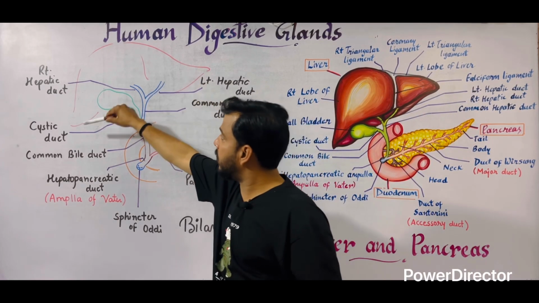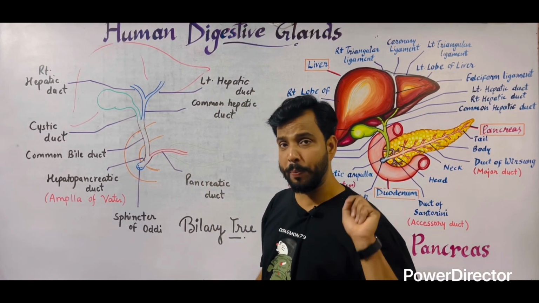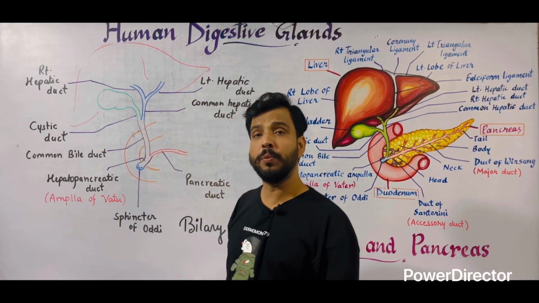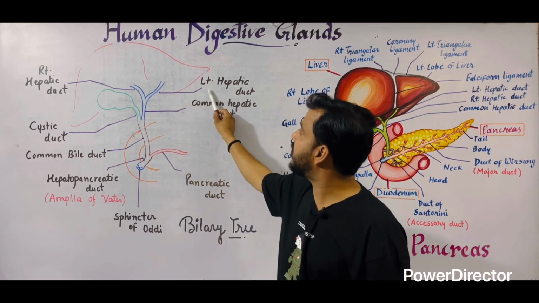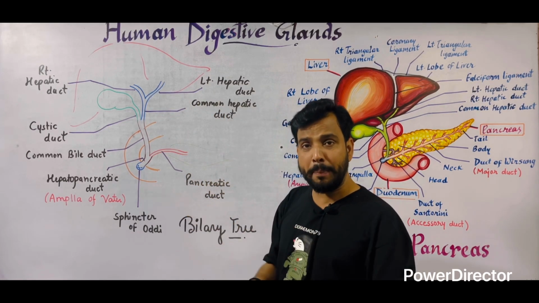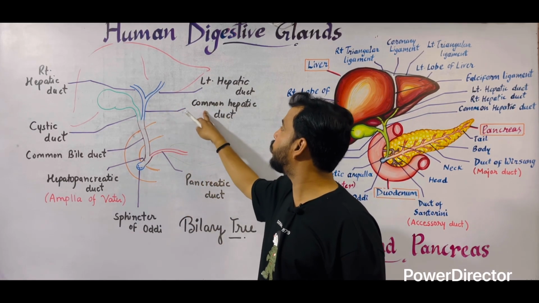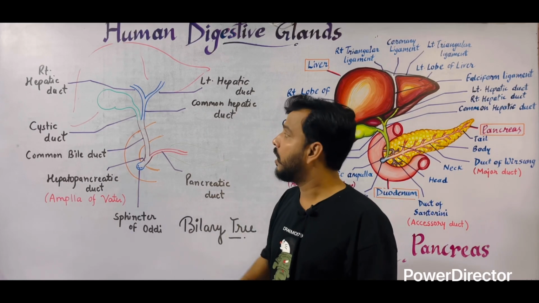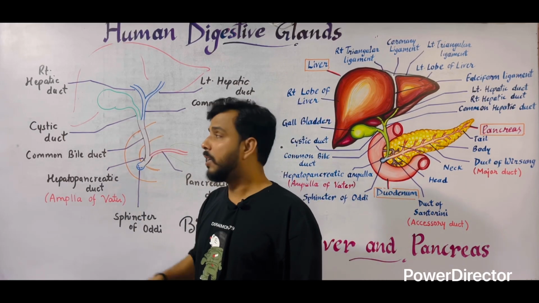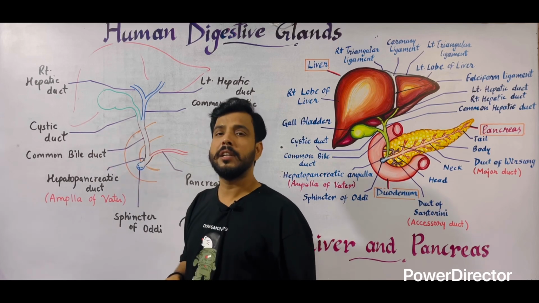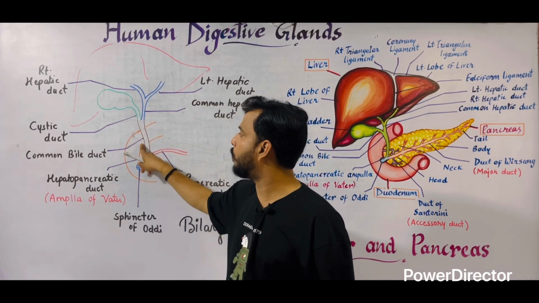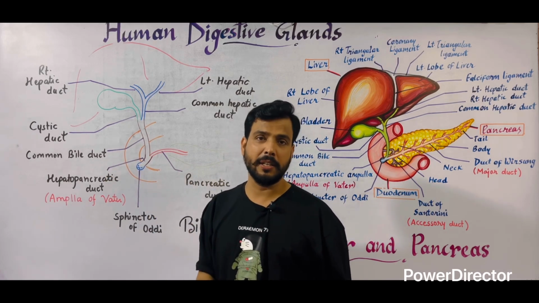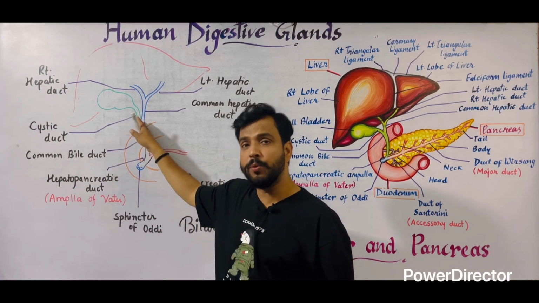So this is the liver, which consists of two main lobes, the right lobe and the left lobe. The right lobe gives rise to the right hepatic duct, while the left lobe gives rise to the left hepatic duct. Both the hepatic ducts fuse together to form the common hepatic duct. This is the gallbladder. It gives rise to a cystic duct. The cystic duct and the common hepatic duct fuse together to form a common bile duct. This common bile duct moves towards the duodenum.